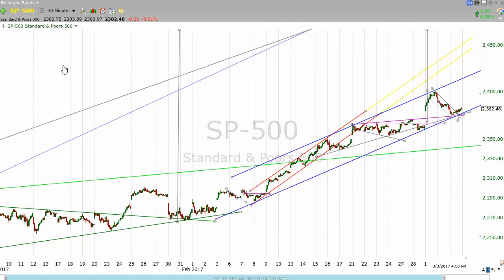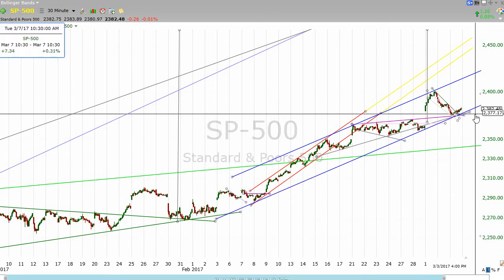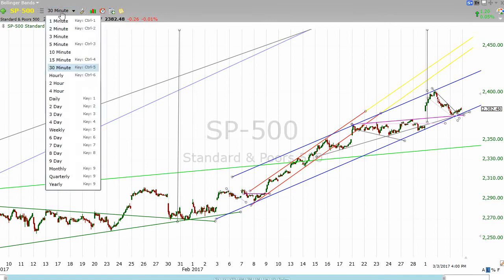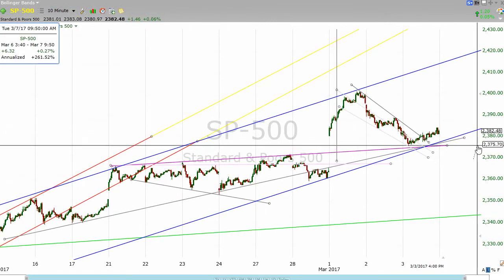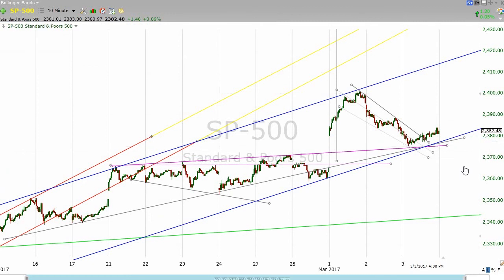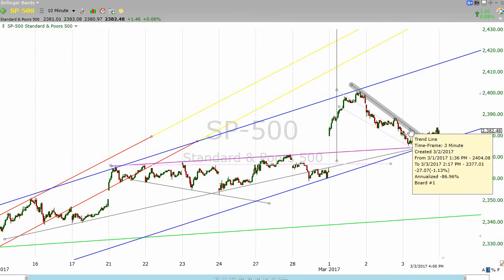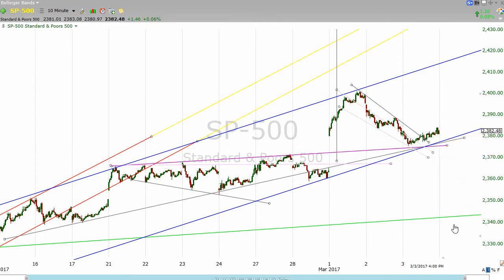I mentioned that channel forming and said to look to see if we get some support right around this level here, around 2375 or so. And if we zoom in on things, it's sort of looking like we might, because there we tagged about 2375, did not touch this line, and then we broke over this little very short-term line of resistance.